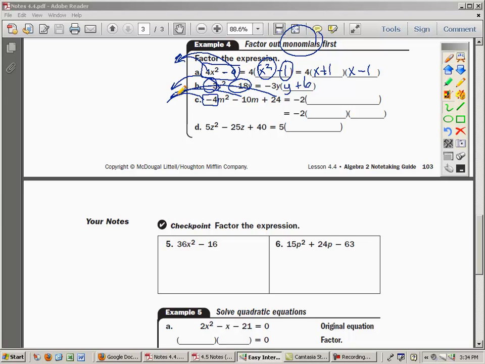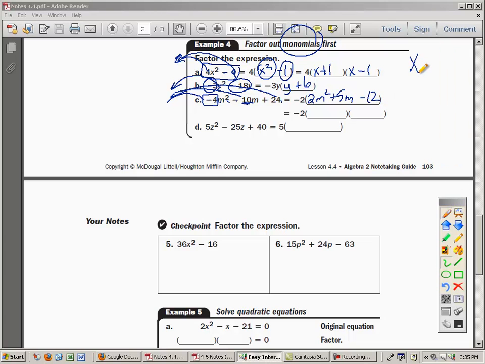Now in this case, since 4 does not go into 10, we can only factor out a negative 2. So if I bring a negative 2 out of negative 4m squared, that leaves me with 2m squared. If I bring a negative 2 out of negative 10m, that leaves me positive 5m. And if I bring negative 2 out of positive 24, that leaves negative 12. Okay? So now I need to find two numbers that multiply to make whatever a times c is. In our case, a times c is 2 times negative 12, which is negative 24. And they have to add to make b, which is positive 5.